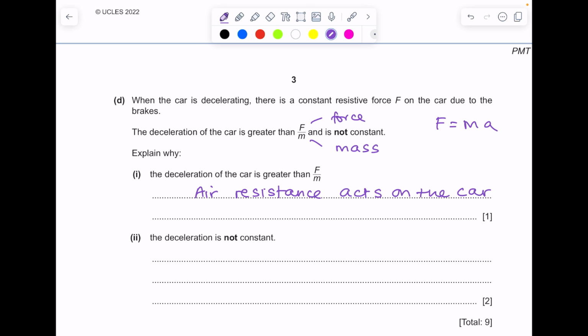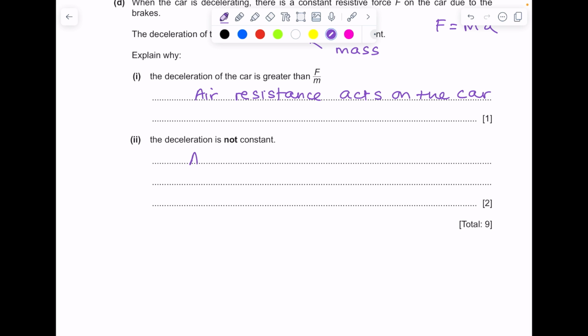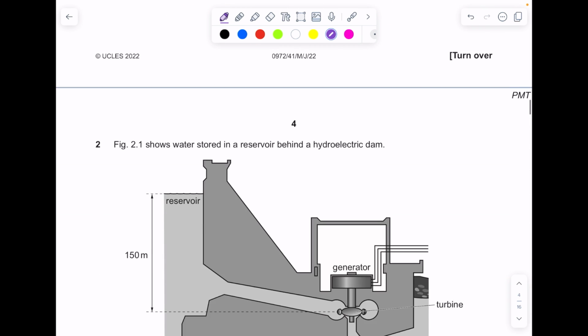And why is the deceleration not constant? Because that air resistance changes constantly. Remember, air resistance is all to do with air particles hitting the car and slowing down its motion.